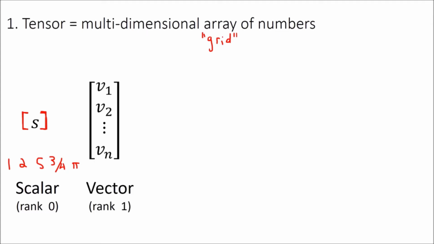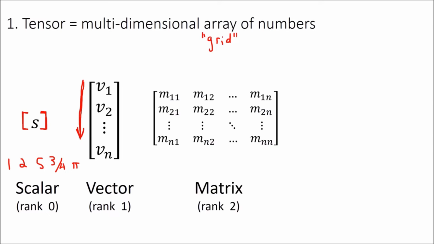Another example of a tensor you've hopefully seen before is a vector, or a rank 1 tensor. And we call it a rank 1 tensor because it's a list of numbers that extends downward in one dimension. So it's like a one-dimensional array. So that's a vector. Another example you've probably heard of are matrices, or rank 2 tensors, and we call them rank 2 because they are a two-dimensional grid of numbers, so they extend up, down, left to right.